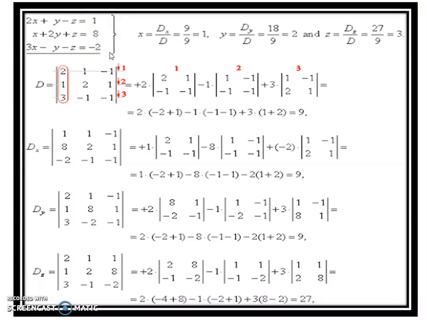Our first part is what? We consider 1, 8, minus 2 as our d1, d2, d3. Fix that a1, a2, a3 is 2, 1, 3. b1, b2, b3 is 1, 2, minus 1. c1, c2, c3 is 1, minus 1, 1.